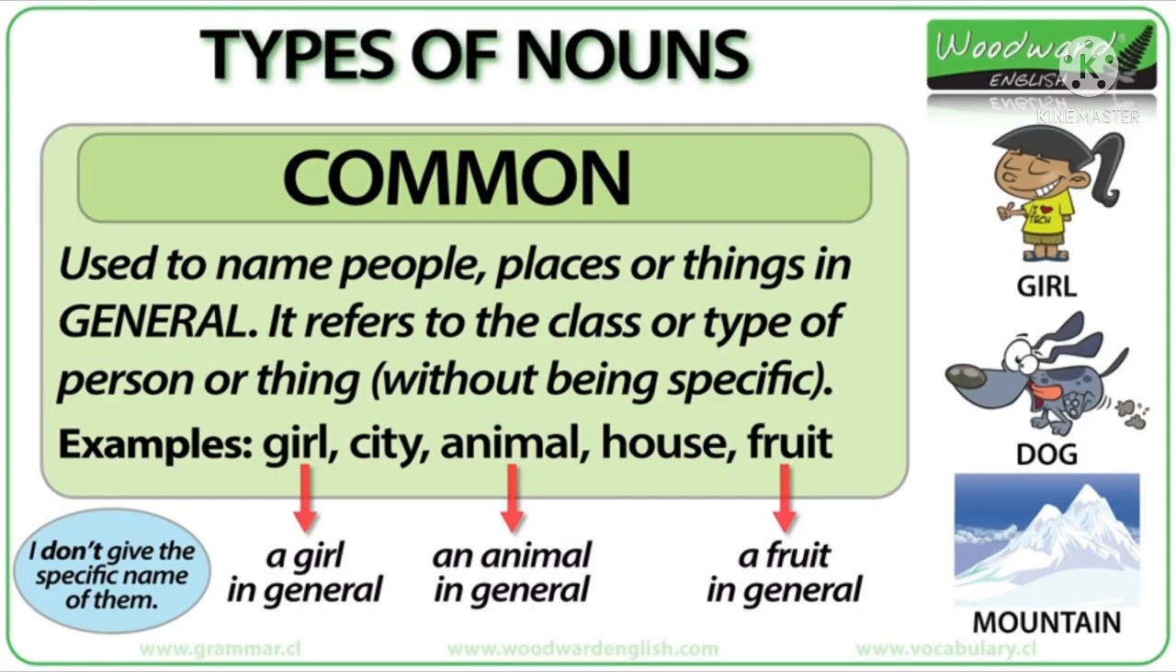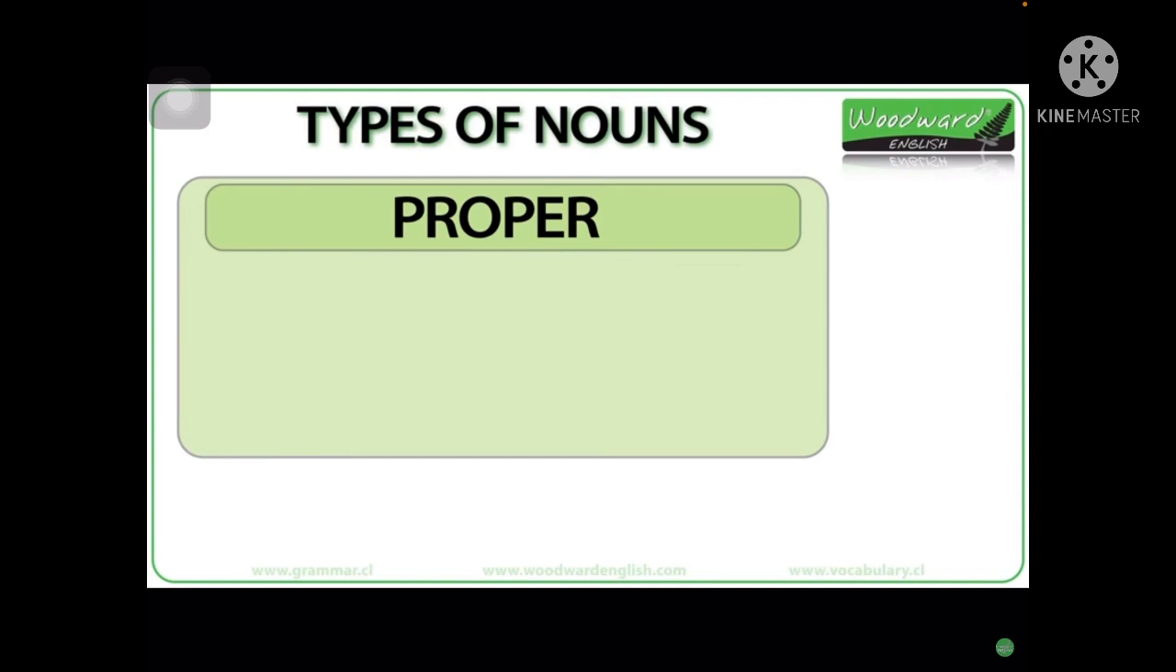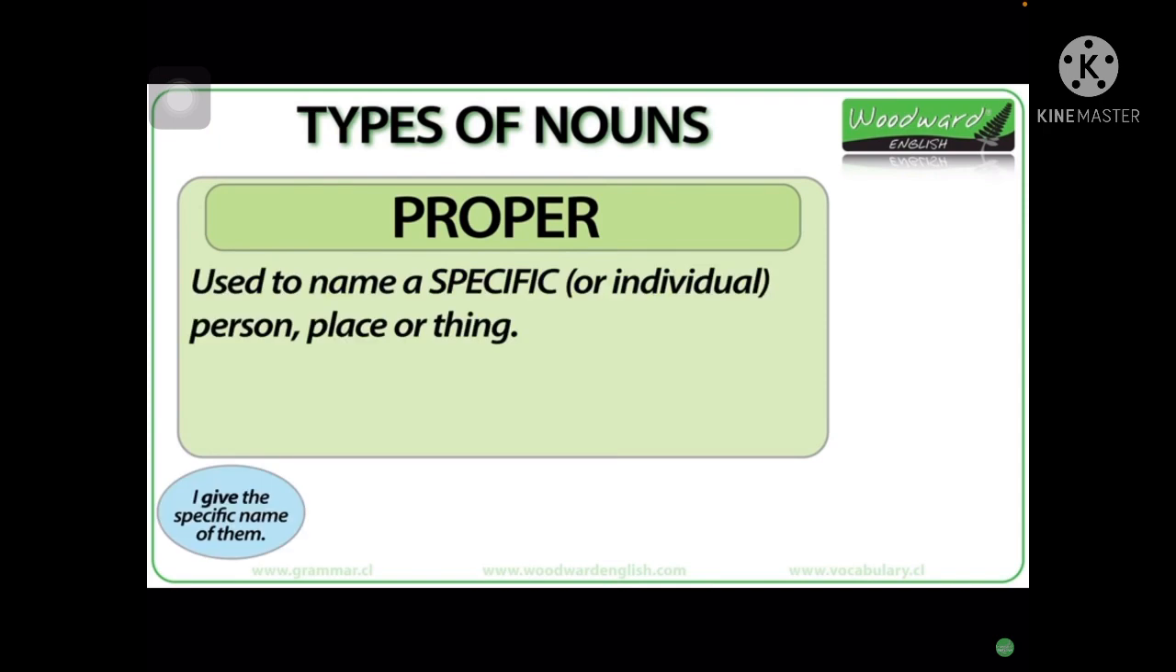Proper nouns. Proper nouns are used to name a specific or individual person, place, or thing.